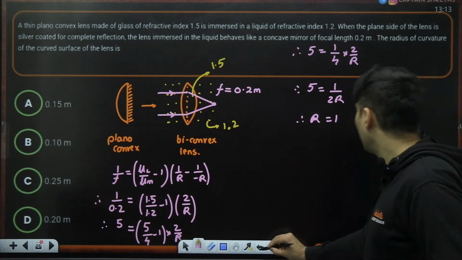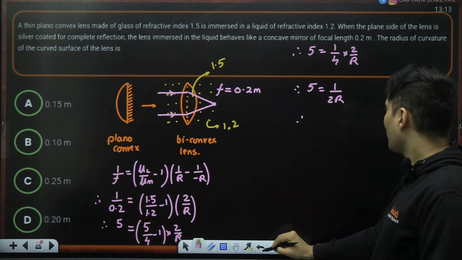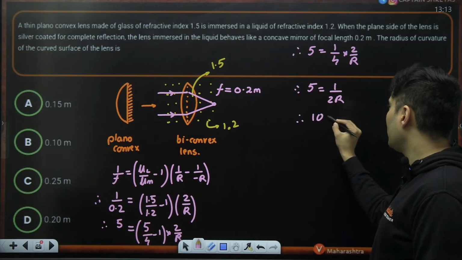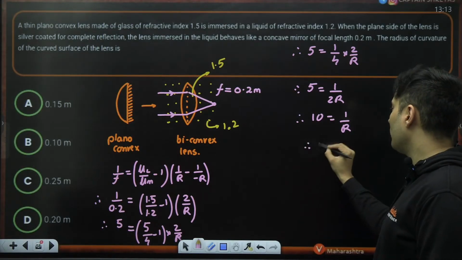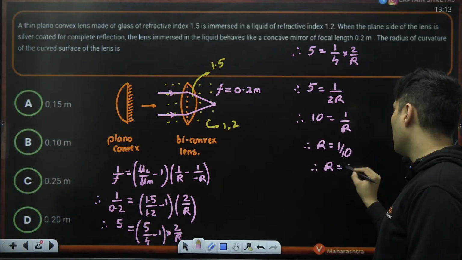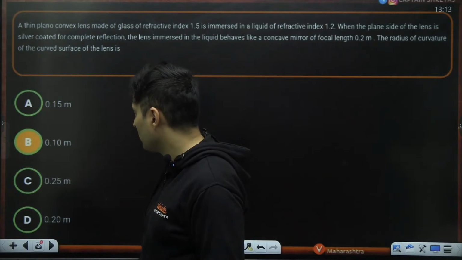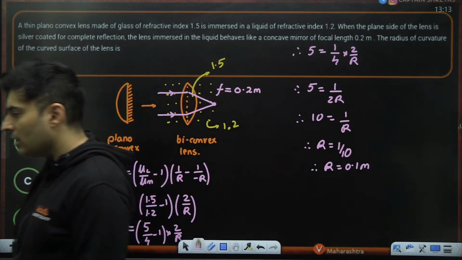What did we just do? Actually speaking, this would have been 10 is equal to 1 by r. So obviously r is 1 by 10, my bad. So therefore r is nothing but 0.1 meter. Yeah, so r is basically 0.1 meter, which is B option, which is correct. Perfect. We had to take 1 by r.